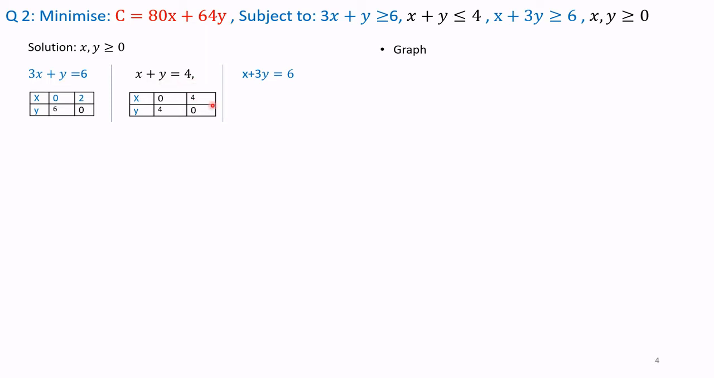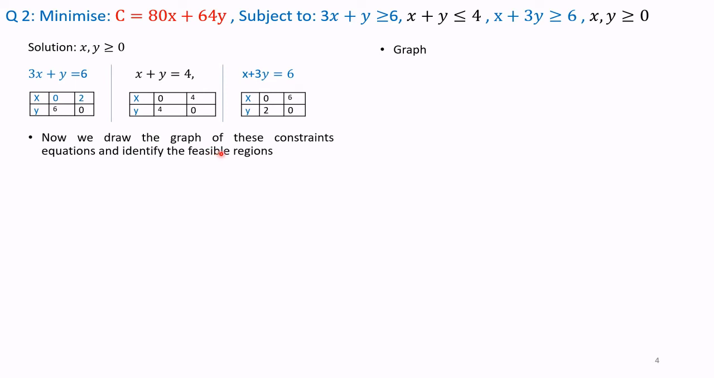Now we will take up in a similar way the equation for the third line. Here also we put x equal to 0. Then 3y equals 6, or y equals 6 by 3, which equals 2. So we got the first point (0, 2). In the next step, we put y equal to 0 and we get x equal to 6. So now we have 2 points for each of the given constraint equations. The next step is to draw the graph for these points.